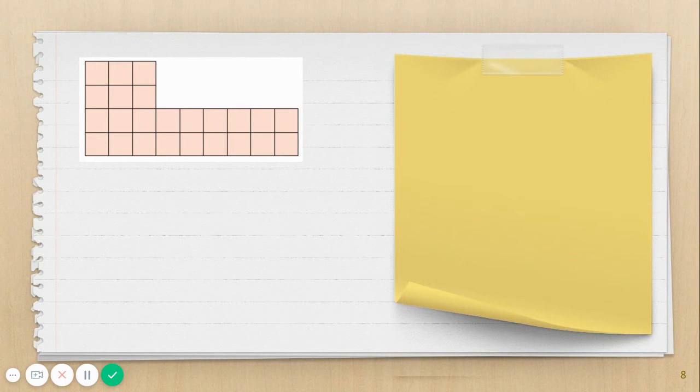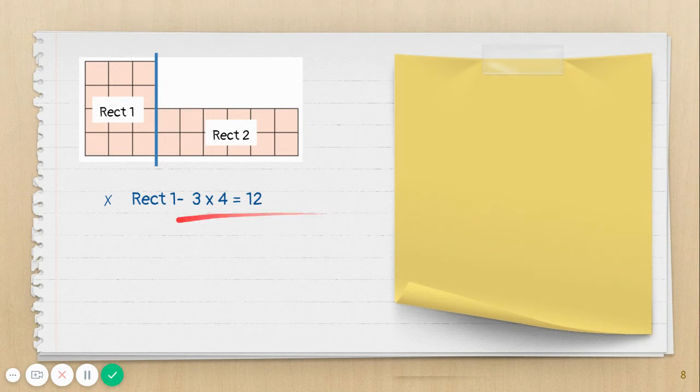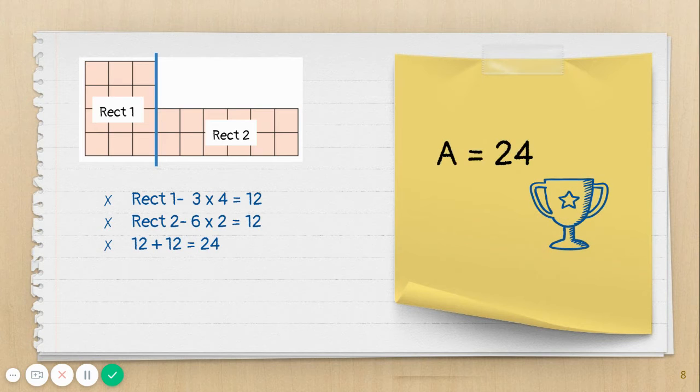All right, here is that irregular figure, or those combined rectangles. I'm going to break them apart up and down. I'll have rectangle 1 and rectangle 2. Rectangle 1 has a width of 3 and a length of 4. 3 times 4 equals 12. So rectangle 1 has an area of 12 square units. Rectangle 2 has a length of 6 and a width of 2. 6 times 2 equals 12. So rectangle 2 has an area of 12 square units. 12 plus 12 equals 24. So altogether, this shape has an area of 24 square units.